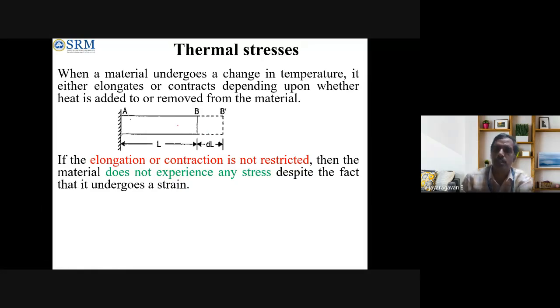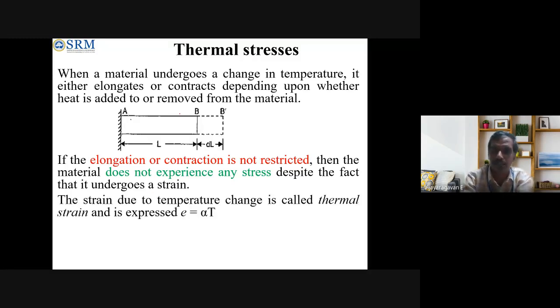So due to increase in temperature, it is going to expand by a small quantity called delta L. If this elongation is not restricted, if you keep it free, then initially the stress will be there. After that, there will not be any stress, but it undergoes strain. The stress will not be there, but the strain will be there, if it is not restricted. So this stress is called a thermal stress, and strain due to it is called a thermal strain.